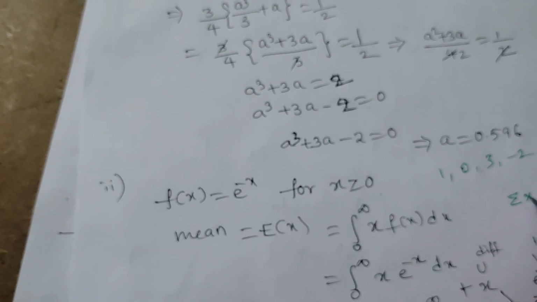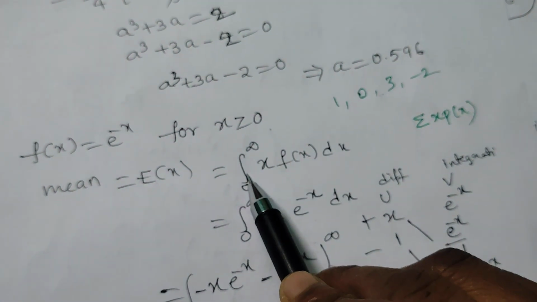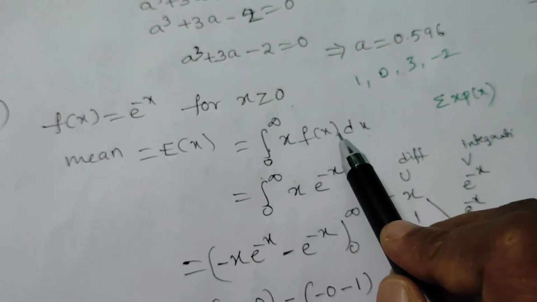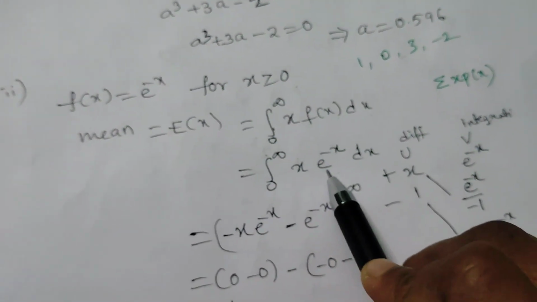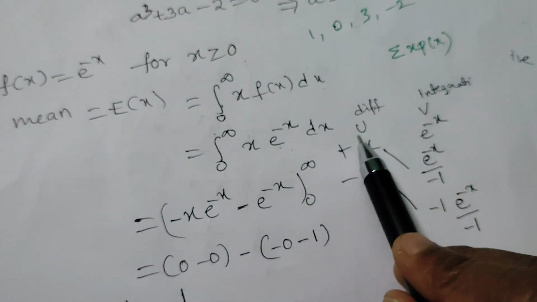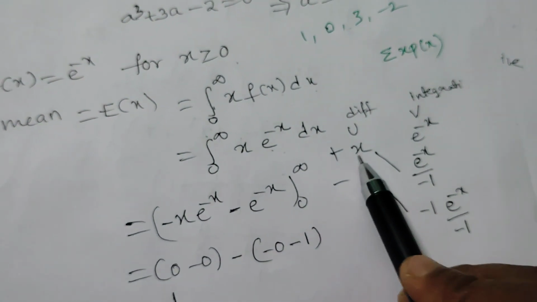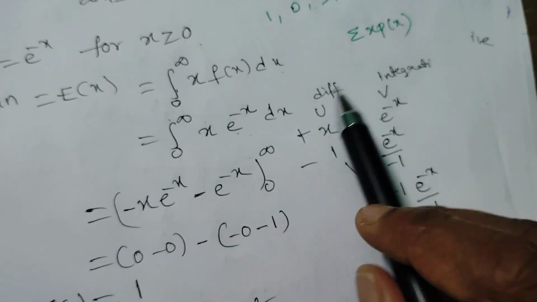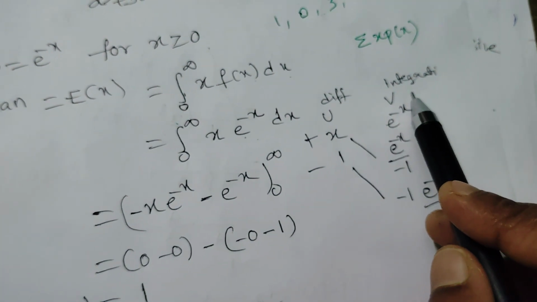In discrete probability, this is summation x into p of x. In continuous, we write this as integration x into f of x dx. Okay, f of x value is e power minus x. So here a product of two functions is there. So u value is x, v value is e power minus x. For the first one we need to do differentiation, for the second one we need to do integration.